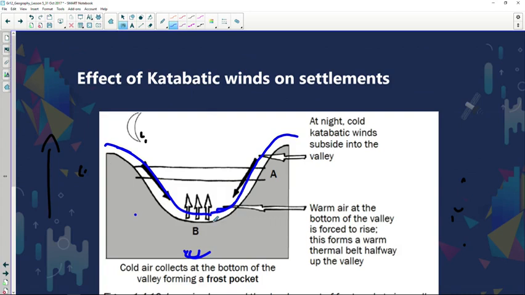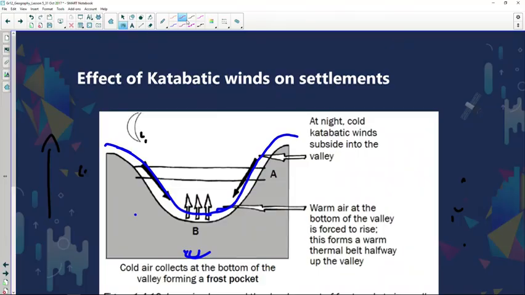Now obviously during the day we experience terrestrial radiation. So very importantly, what happens to the warm air? The warm air is being displaced upwards, and this area is known as the thermal belt. And this thermal belt creates an inversion. We've already discussed what an inversion is. It's an increase in temperature with an increase in altitude.